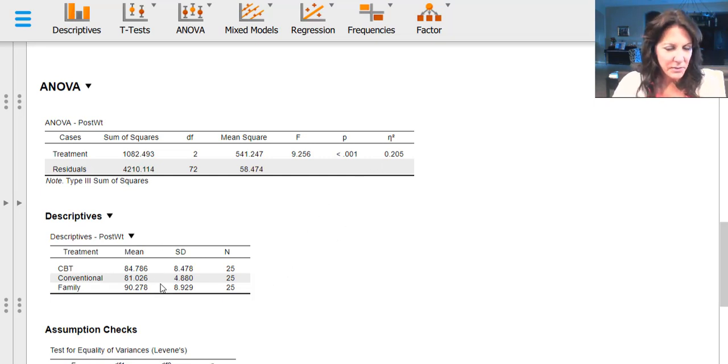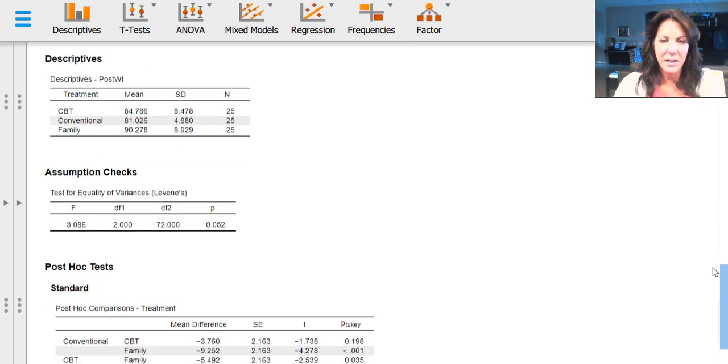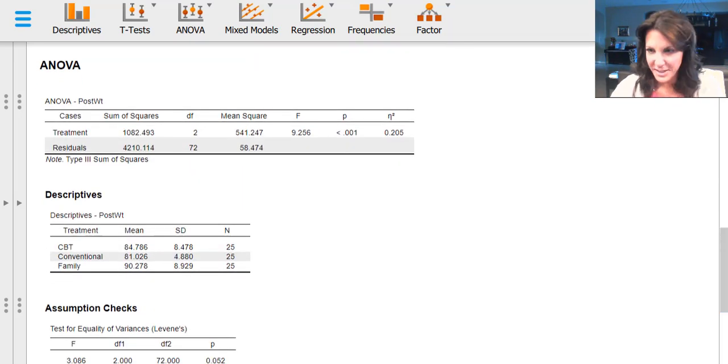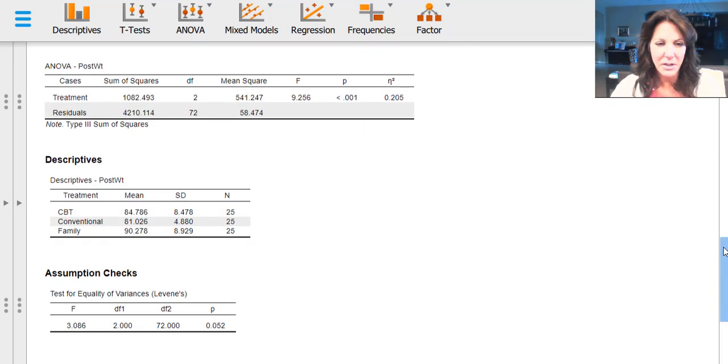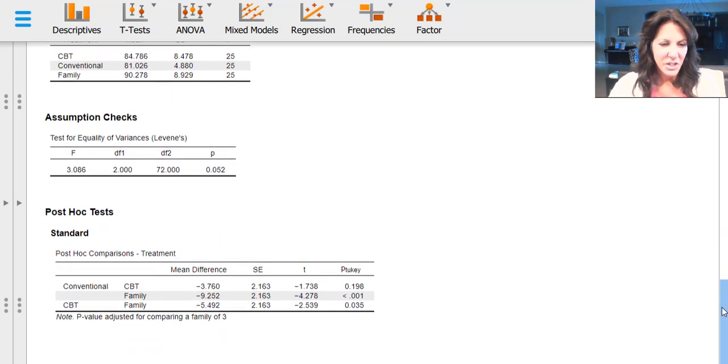We have our descriptives. Now, I will just say that we will look at the post hoc test in this case because, spoiler alert, it's significant, right? It's less than 0.05. So here is where we can tell where the significance lies. We look at this post hoc test, and we're looking for P Tukey, which means if it's under 0.05 here, this is where the significance is.